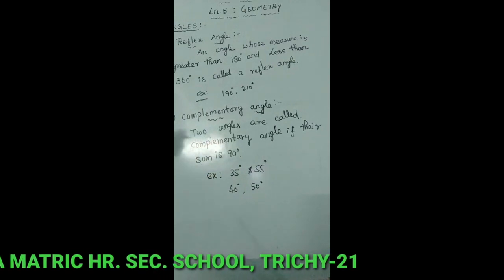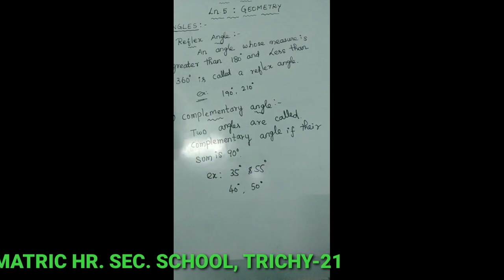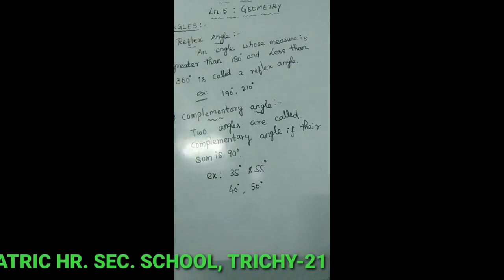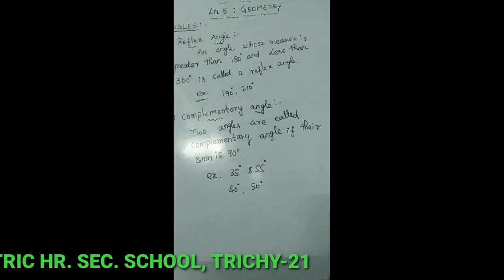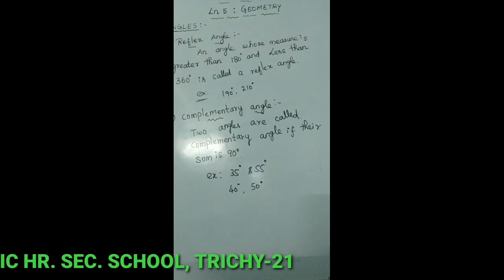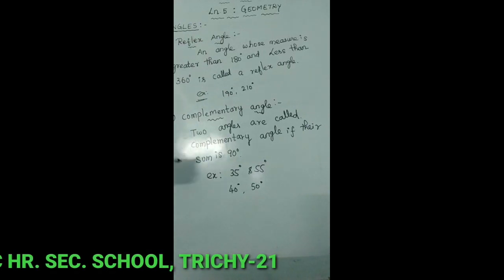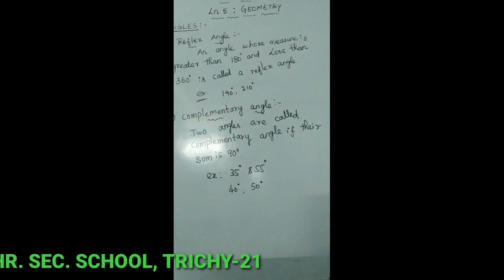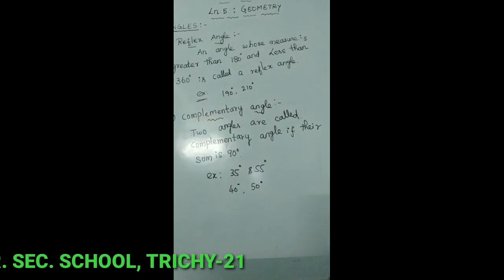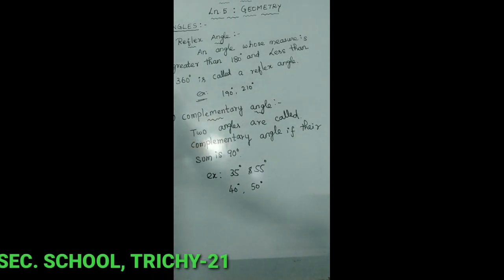So reflex, once again I recall, a reflex angle is greater than 180 degrees and less than 360 degrees. The sum of the two angles is 90 degrees. This type of angles is called the complementary angle.